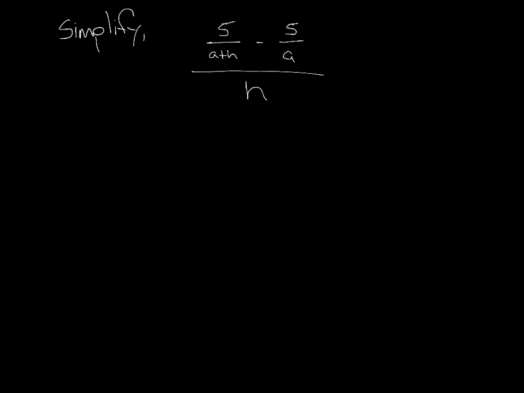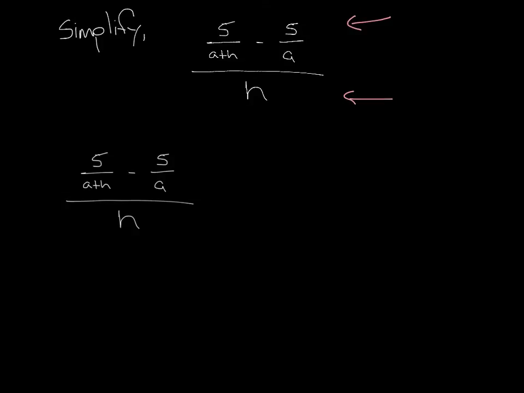Alright, we're asked to simplify this rational expression. The technique that I'm going to use for this case is the order of operations. I'm going to add these two rational expressions up here in the numerator together by finding a common denominator and then adding them together. And then I'm going to divide that by h.